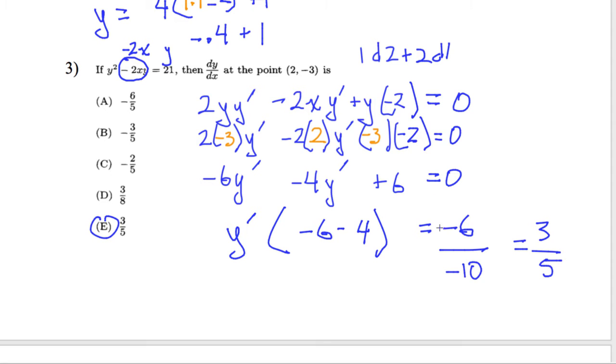I should have combined like terms. That would have been faster if I would have combined this to be -10, then just divided both sides by -10. I realize that now. I was just going fast and furious. Questions on number 3?